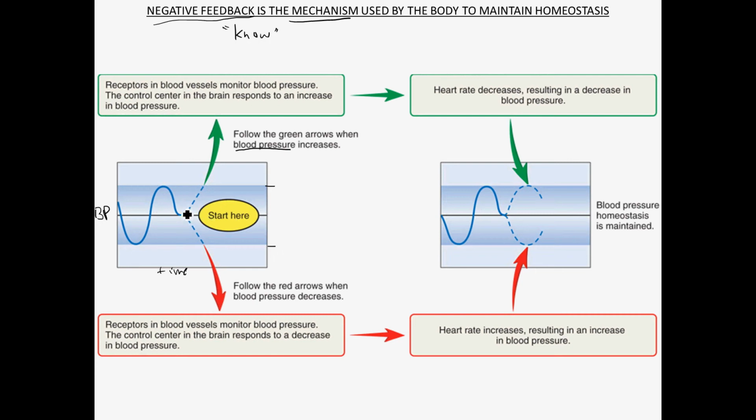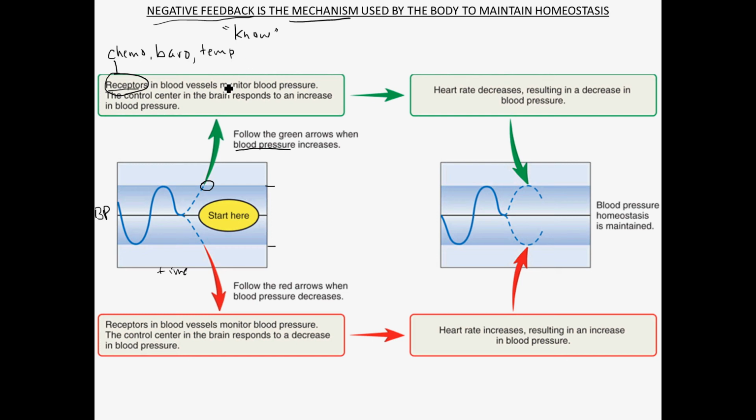If the body's blood pressure increases and goes beyond this set point or above this threshold, then there will be receptors in the blood vessels that monitor the blood pressure. The control center of the brain responds to an increase in that blood pressure. So there are receptors that are going to detect this. We'll talk more specifically about what the actual receptors are, but in general you have chemoreceptors. In this case you're going to have pressure receptors, or baroreceptors. There are also temperature receptors, etc.